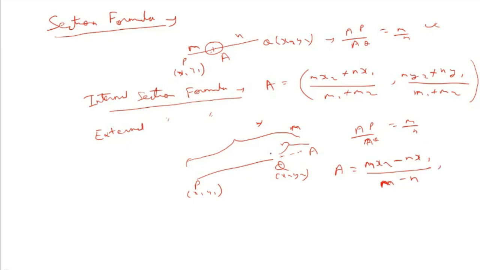Comma, same for the y coordinate as well. So m y2 minus n y1, because the second ratio goes again with the y coordinate of the first point, upon m minus n. These will be the coordinates for external division.